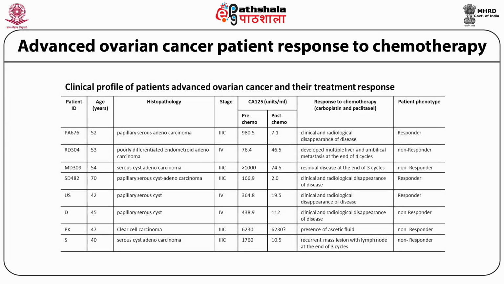Advanced ovarian cancer patient response to chemotherapy. Advanced ovarian cancer is treated by debulking surgery followed by chemotherapy. While few patients respond well to the chemotherapy combination of carboplatin and paclitaxel, there are few other patients who do not respond well to this particular combination. We recruited a certain number of patients who showed response and who did not show response to this combination of chemotherapy, and having had access to the tissue, we isolated proteins from these ovarian cancer tissues.